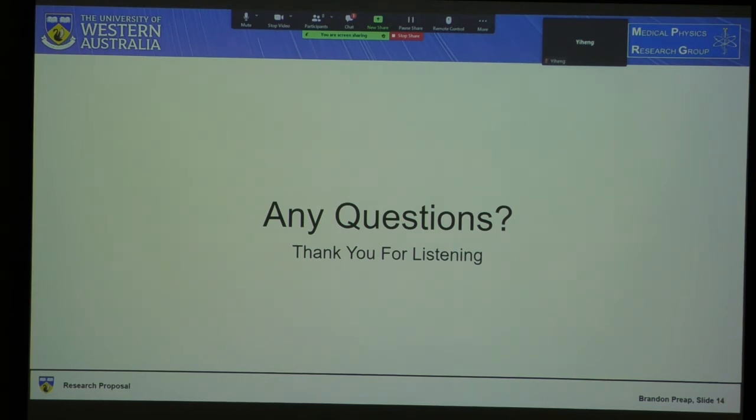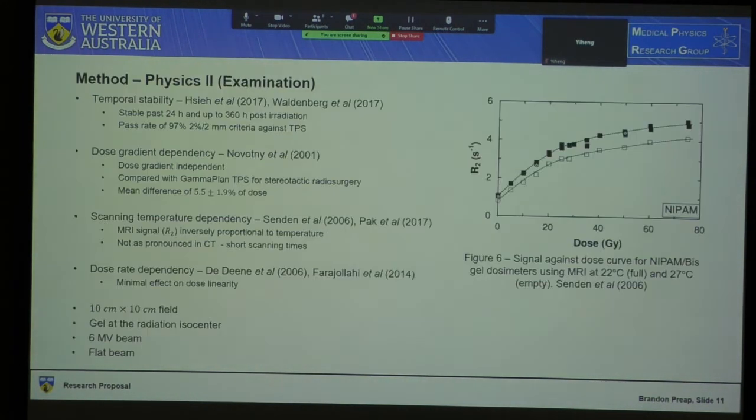Dose measurement. So if you're asking about the level of accuracy, for a gamma map analysis, it's 2%. I'll be using 2% per 2 millimeter criteria against the treatment planning system, and we expect to be about 97%, to make sure it's congruent with all the other literature, or better.